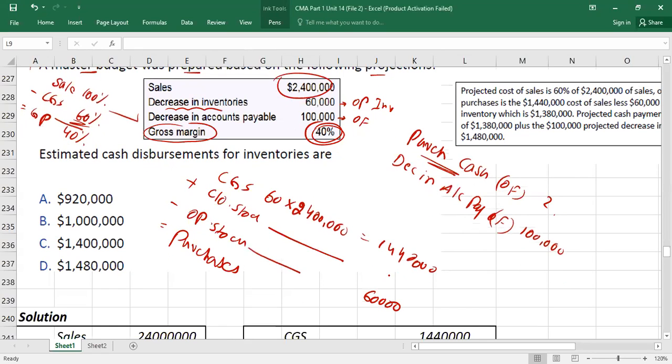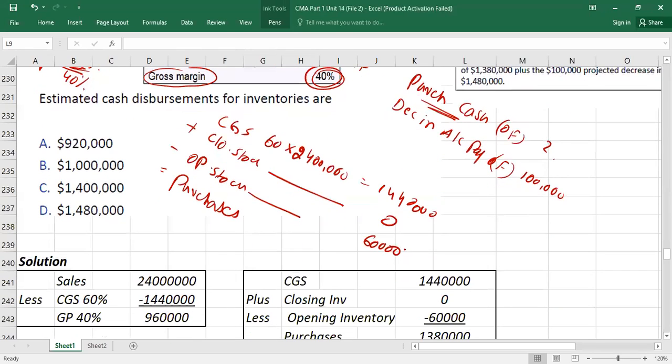We do not have any information about closing stock, so we'll put it as 0. So what we will do here, 440 minus 60, it is going to give you 1.38 million. Okay, so this value is called your purchases value. So this value you will write here.